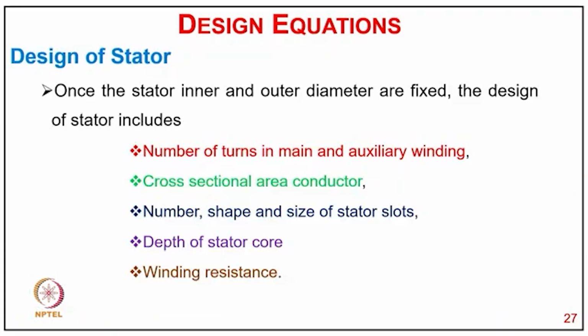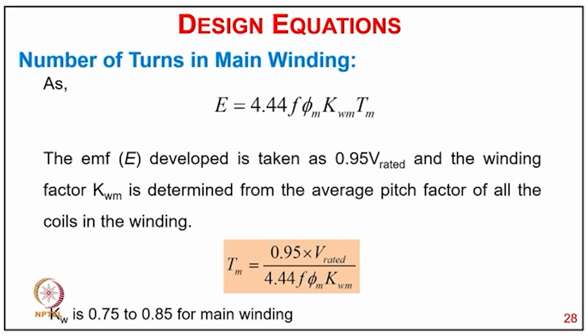Now coming to the design of stator. Once the stator inner and outer diameter are fixed, the design of stator includes the number of turns in main and auxiliary winding, cross section area of conductor, number, shape and size of stator slot, depth of stator core and winding resistance.